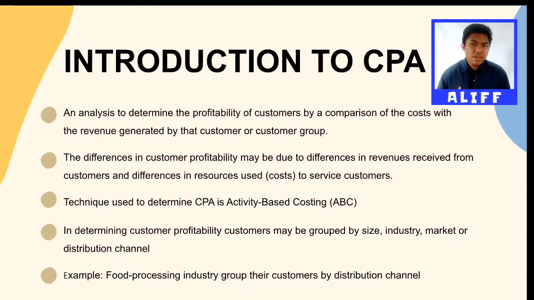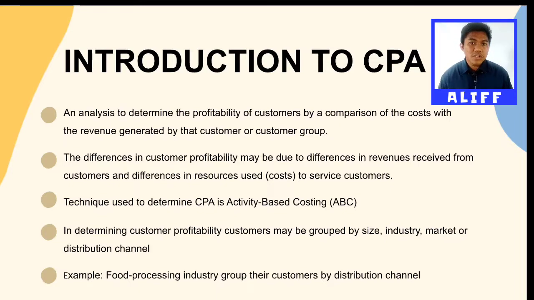The difference in revenue might arise because customers are charged with different price through different distribution channels, while the difference in cost might arise because company using resource in different way. So, the technique that can be used to determine the CPA is activity-based costing, which is ABC.